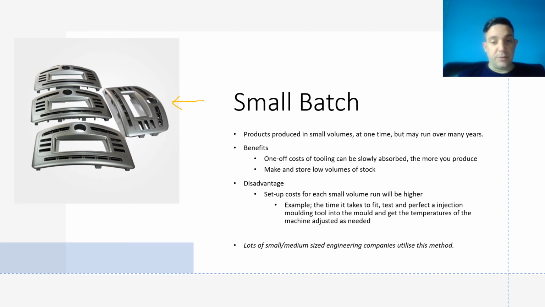A disadvantage of doing small batches is that the setup costs for each batch will be higher, because we have to take time to fit and test and perfect. If it's an injection molding tool, we have to get that in the machine, we have to set it up, make sure it's all right, maybe do a test part, check the test part, make sure everything's okay with it, run it through some more quality processes, and then we'll be ready to manufacture. Lots of small and medium engineering companies utilize this method, not necessarily making 3 or 4, but often making tens, hundreds, sometimes thousands, and it depends what the products are, what you would deem a small batch.